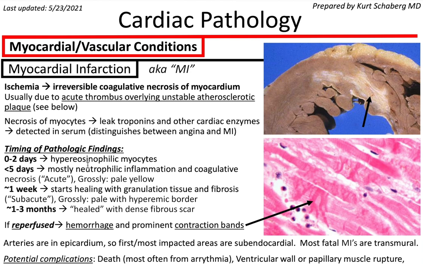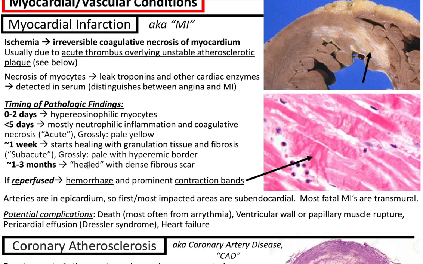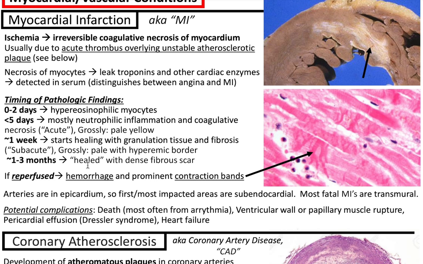Cardiac pathology, myocardial and vascular conditions. You have MI from ischemia leading to irreversible coagulative necrosis of myocardium, often due to an acute thrombus overlying an unstable atherosclerotic plaque. For the timing of pathologic findings, from 0 to 2 days you'll have hypereosinophilic myocytes. Less than 5 days, mostly neutrophilic inflammation and coagulative necrosis, which is acute. Grossly, it'll be pale yellow. At 1 week, it starts healing with granulation tissue and fibrosis, or subacute, and grossly it'll be pale with a hyperemic border.